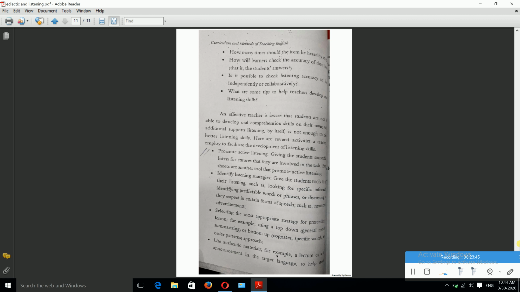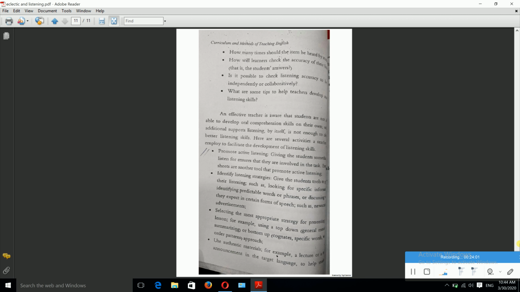How many times should the item be heard by students? How will learners check the accuracy of their listening? Is it possible to check listening accuracy independently or collaboratively? What are some steps to help teachers develop students' listening skills?